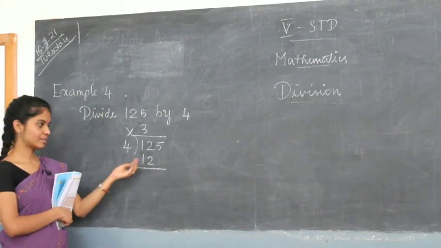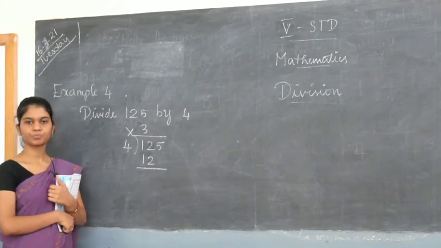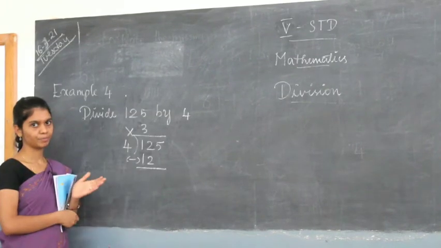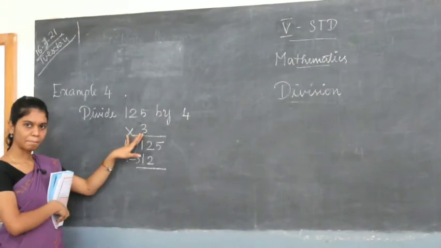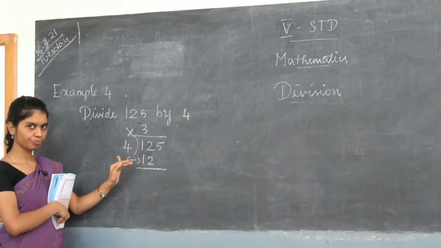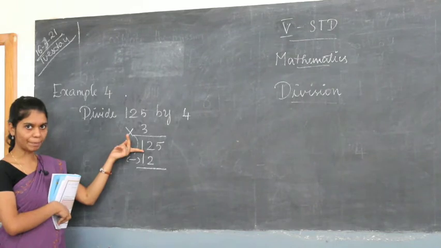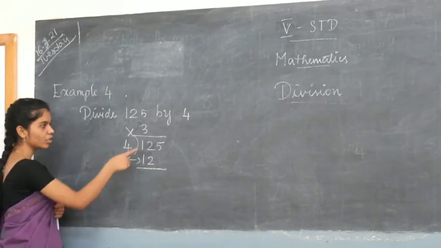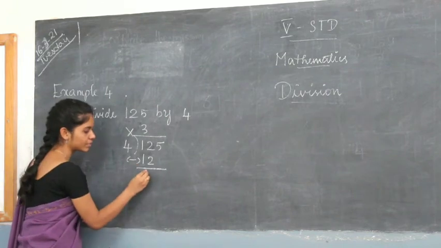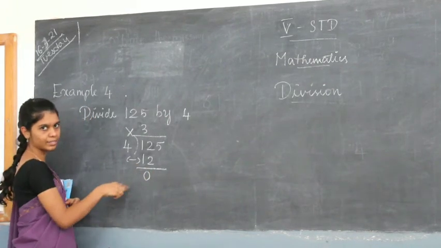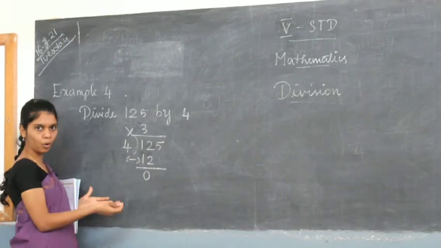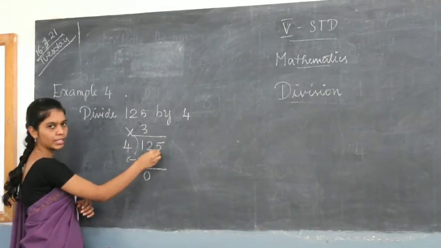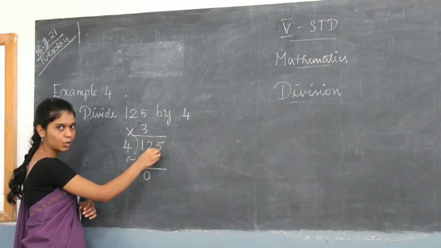Now you got the answer here also. Now what you should do? You should subtract them, right? You remember, you have to subtract this number from this number. So subtract 12 from 12, what will you get? 12 minus 12 is 0. So you got 0. Is this sum over? There is one more number at the end. In unit place, you have a number which is 5.